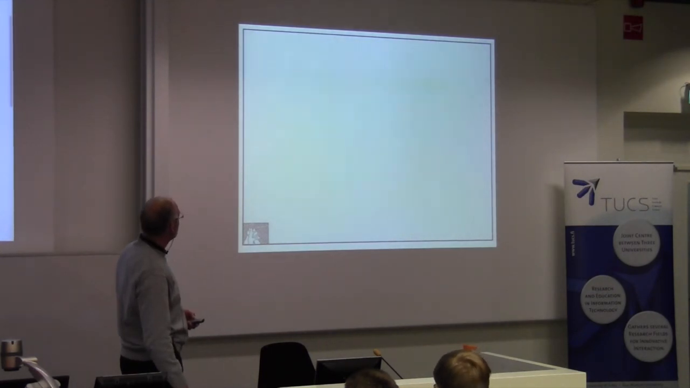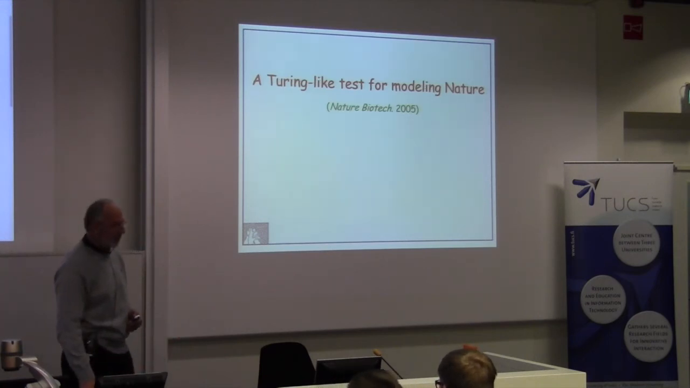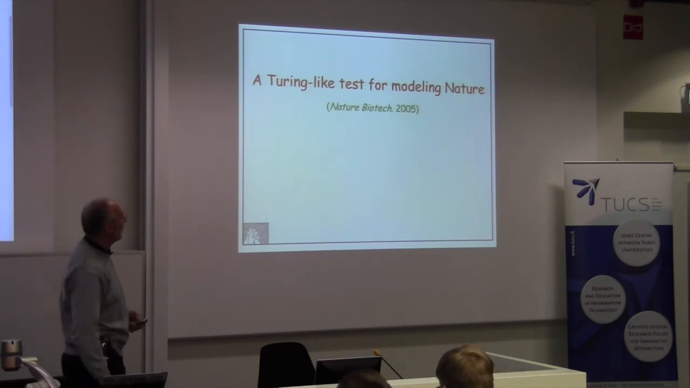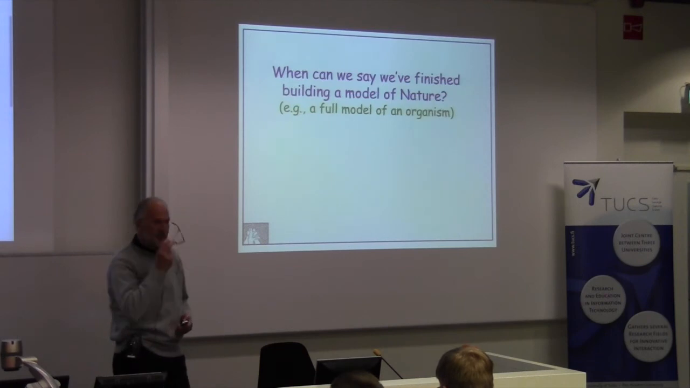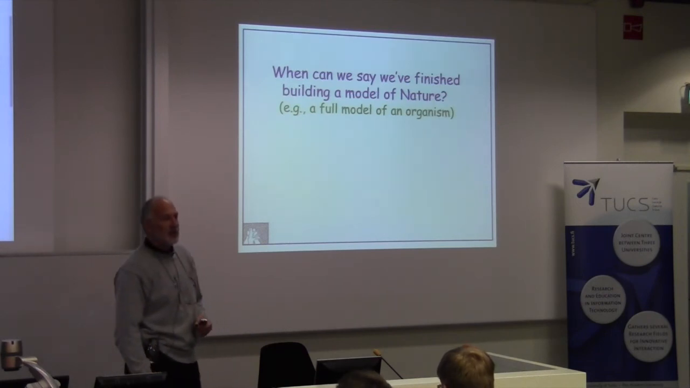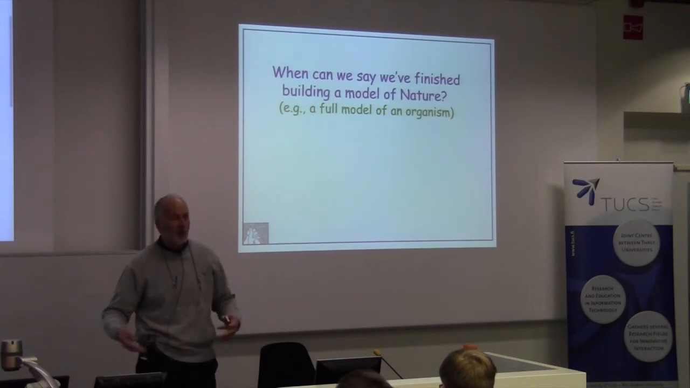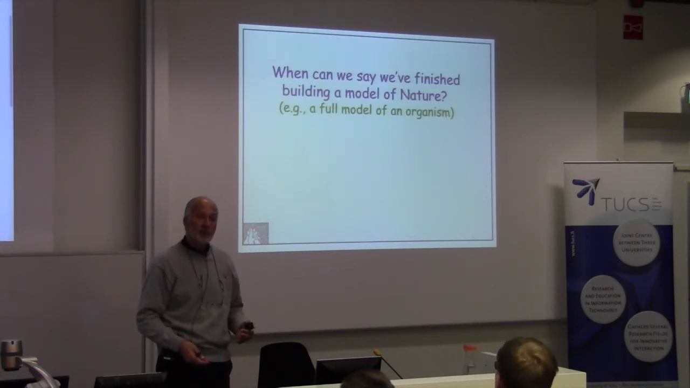In terms of the dwarf on the shoulders of the giant, I propose the Turing-like test for modeling nature, which I'll describe briefly, and then we'll end. So here's the question that I briefly mentioned about 10 minutes ago. Let's say I have a model of the weather, or of an elephant, or of a pancreas, a whole pancreas, or of a C. elegans. And I'd like to know whether it's okay, whether I'm done.